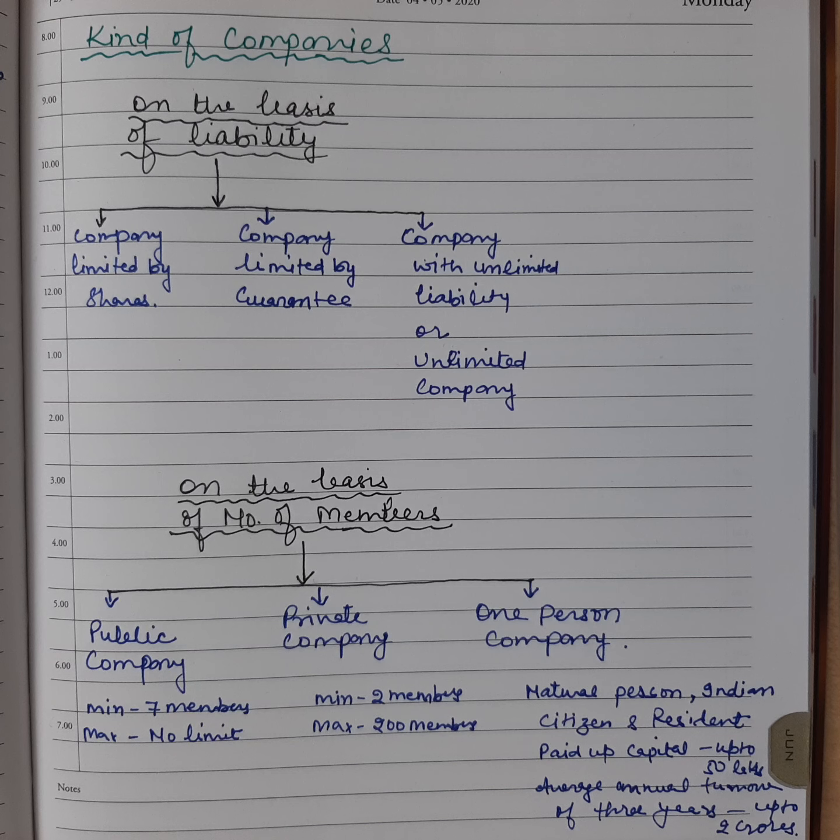The paid up capital of a one-person company can be up to only 50 lakhs. If the paid up capital is more than 50 lakhs, that company will have to be converted into a private company or public company. The average annual turnover of the last 3 years should be up to 2 crore only. If the turnover exceeds 2 crore, it has to be converted into a private company or a public company.